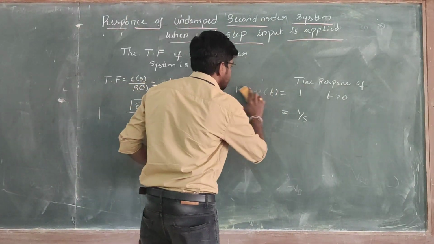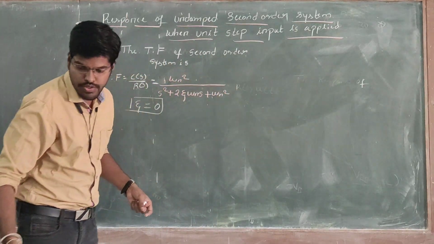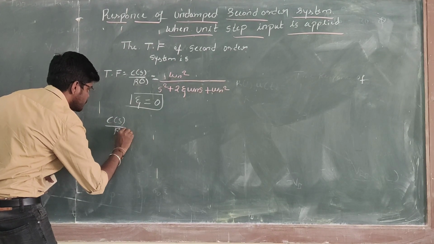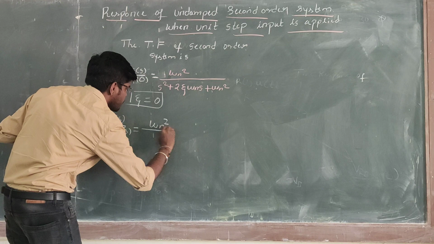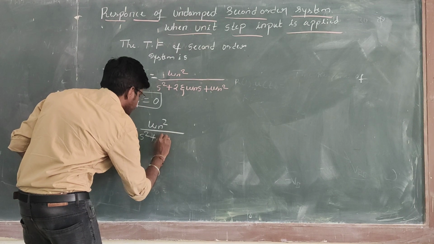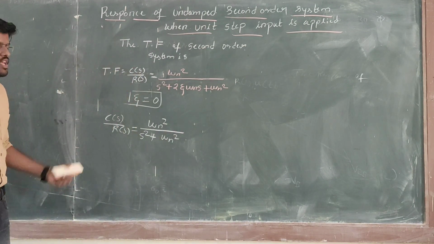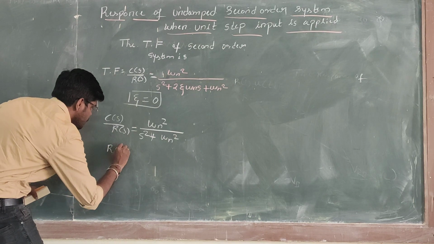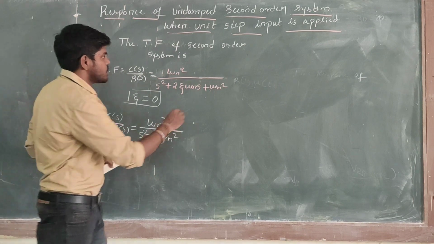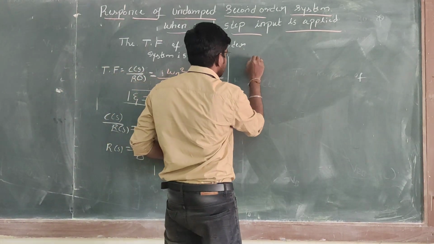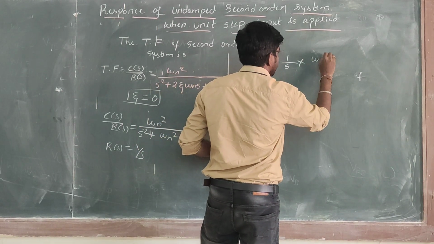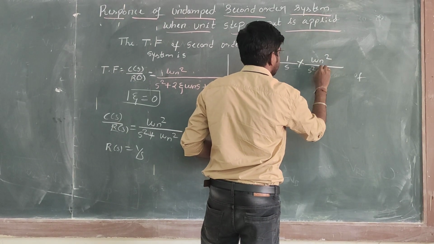For zeta equals 0, substitute zeta equals 0 in the above equation. So C of s divided by r of s equals omega n square divided by s square plus omega n square, since the middle term becomes 0. For unit step input r of s equals 1 by s, so I cross multiply r of s. Hence the equation reduces to C of s equals 1 by s into omega n square divided by s square plus omega n square.